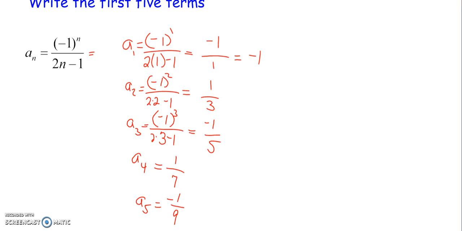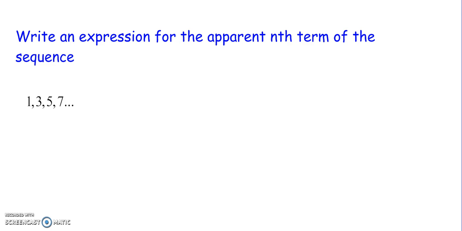So if you notice here, the bottom of that fraction is consistently getting bigger by 2, and in every term the sign is changing, so it's going positive, negative, positive, negative. That can happen in a sequence. So there are 2 parts to this sequence that define its pattern.